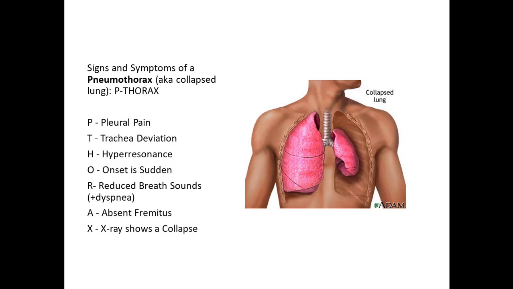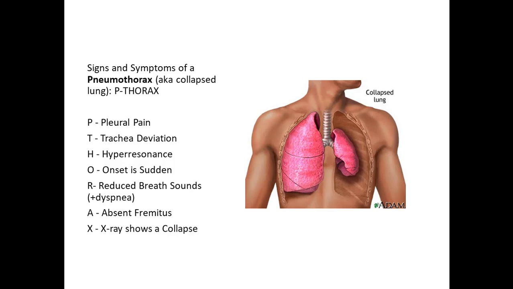Alright, pneumothorax. You guys have all heard of this. It's just a collapsed lung, however it happens. P-thorax is the way to remember the symptoms. They're going to have pleural pain. The trachea might be moved to the left or the right a little bit. The hyperresonance, it's going to be a very deep, very full sound.